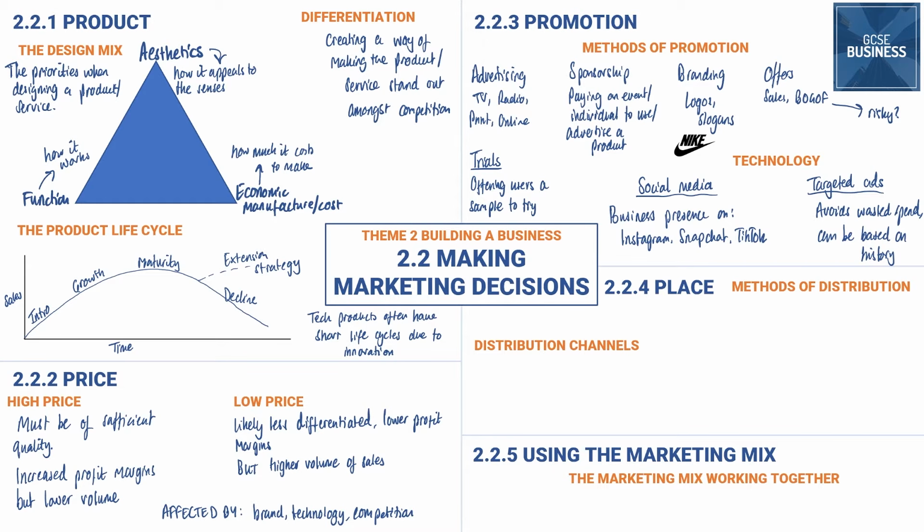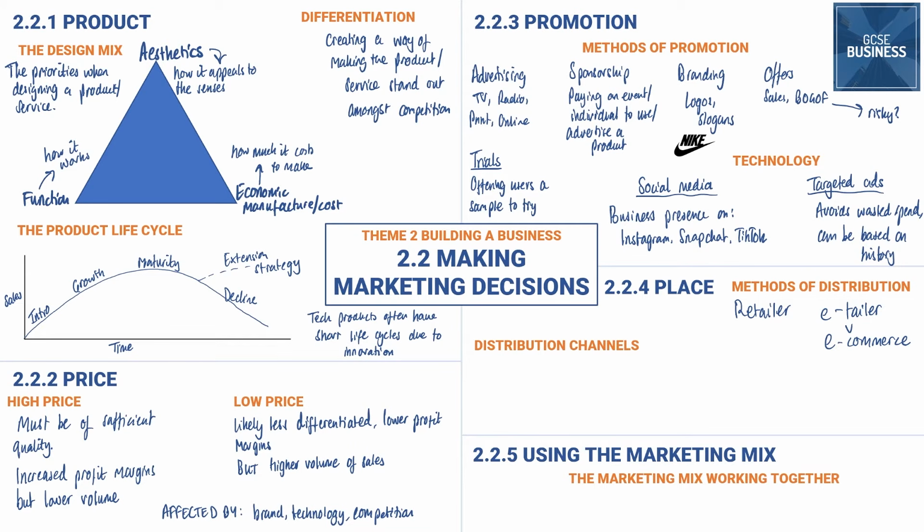2.2.4 Place. The first thing we need to understand in terms of distribution is what this actually means. It's about getting our products from the producer to the consumer. And we've got a few little terms that are worth bearing in mind here. So the term retailer: a retailer is just an organization that sells a product to a customer.